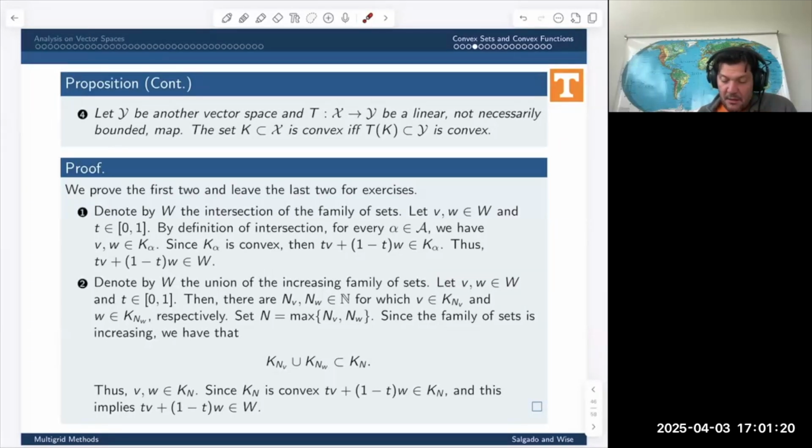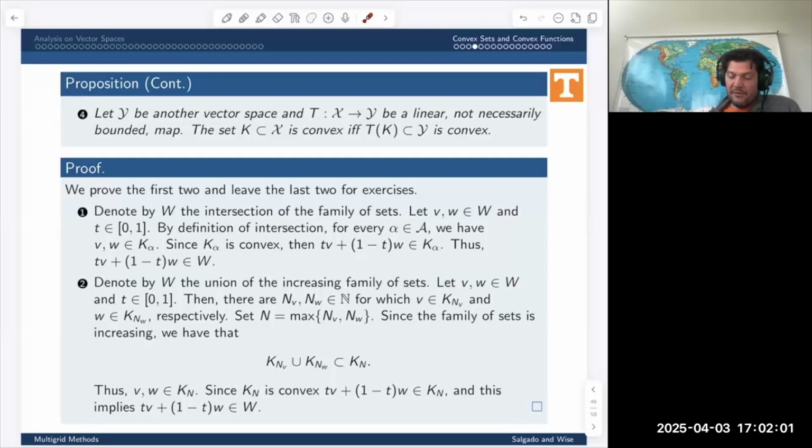And suppose that the set K is convex. Then T of K as a subset of Y must also be convex. Furthermore, the converse is also true. If TK as a subset of Y is convex, then the set K has to be convex. Basically what this says is linearity preserves convexity. And it's not a hard proof to do. You just use the definition. So that one is left as an exercise.